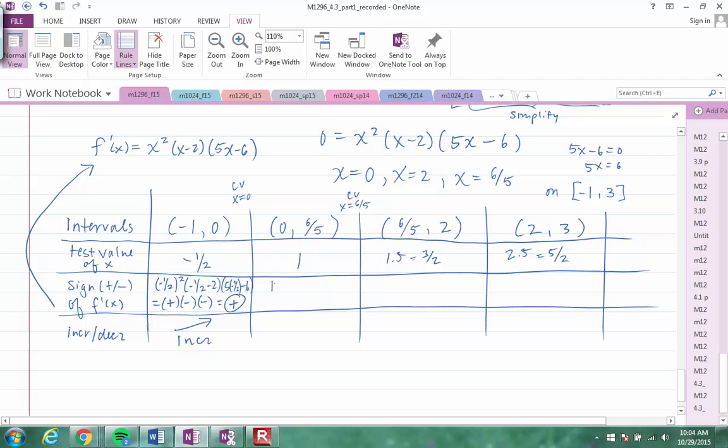So 1 is easy because it's 1 squared, 1 minus 2, 5 minus 6. So we get a positive times a negative times a negative. So we get a positive again. And remember, that can happen. It doesn't always go up, down, up, down.